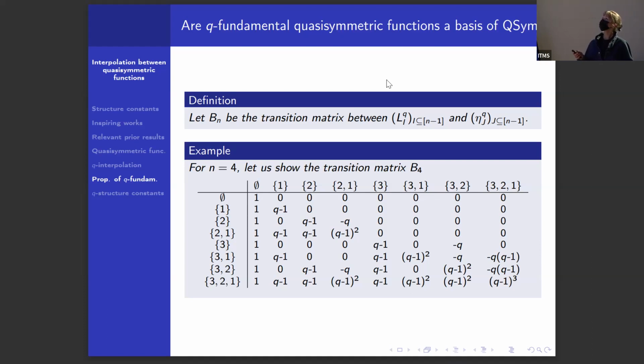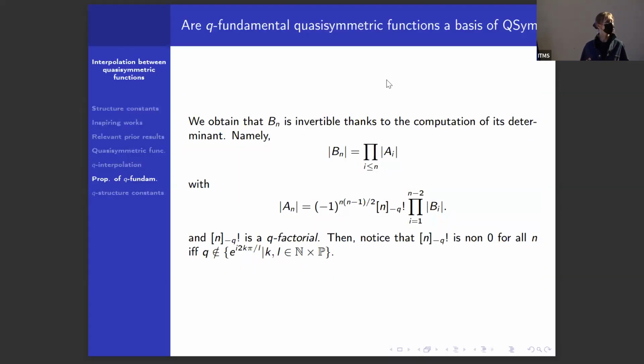So I will not enter into all the details, but thanks to all these observations, we derived a recurrence formula for the determinants. I also made the details here, but in the final formula, you can see q-factorial numbers that are non-zero if and only if q is not a root of unity.